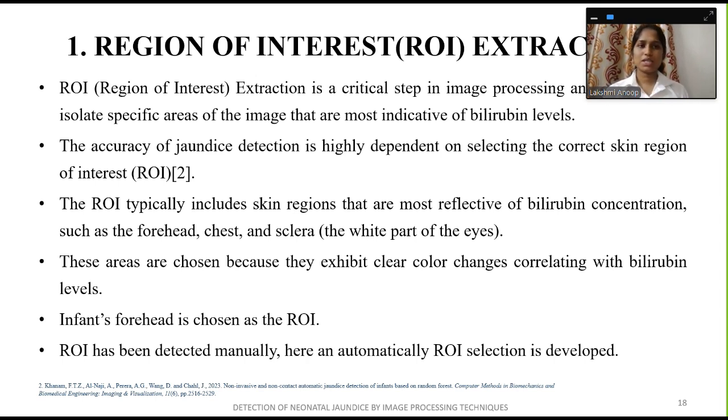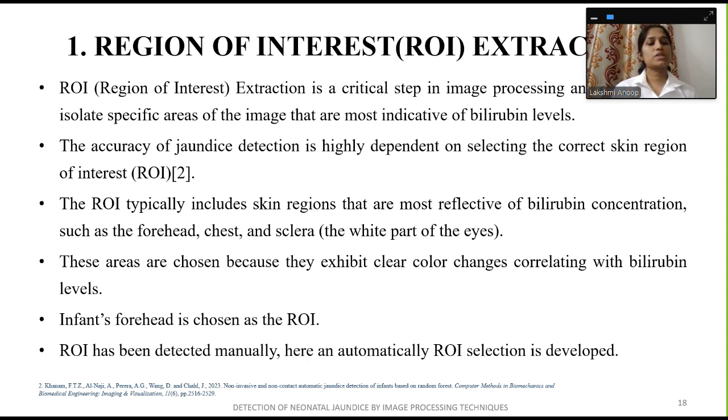Mainly in this case, we will take the forehead, chest, and sclera for detecting the level of bilirubin, which shows a greater concentration of bilirubin or yellowness in their body. These areas are chosen because, as I already mentioned, they exhibit clear color changes correlating with bilirubin levels. Infant's forehead is chosen as the ROI. Previously, the ROI has been detected manually. Here we will detect the ROI automatically.